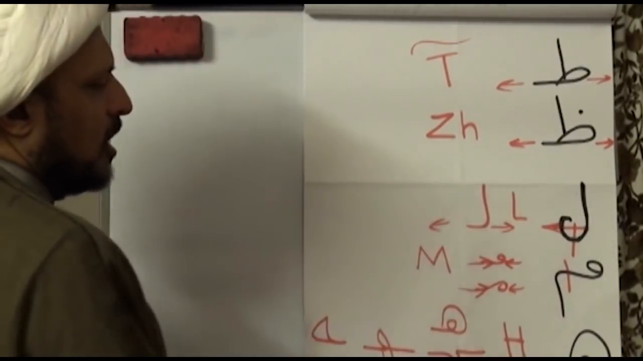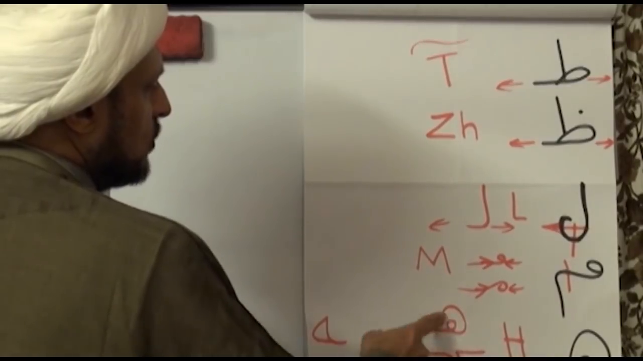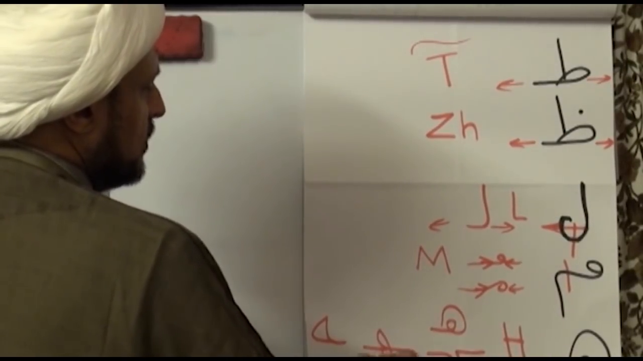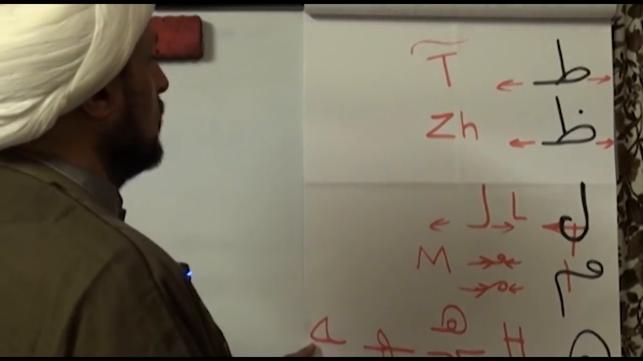And this is the regular Ha, ha. And Ha is written like this in the beginning. This is how it's written in the middle. These are two forms. And then we have this at the end. It is written like this.